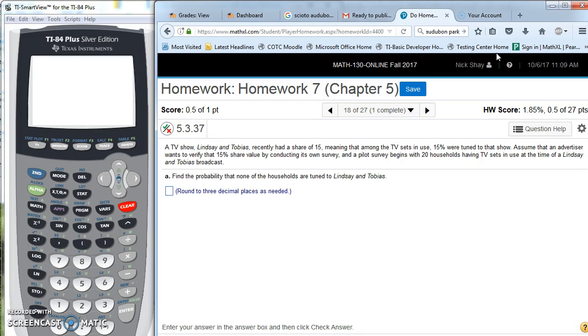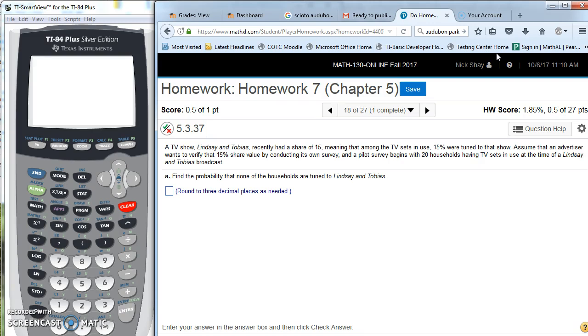A TV show, Lindsay and Tobias, recently had a share of 15, meaning that among the TV sets used, 15% were tuned into the show. Assume that an advertiser wants to verify that 15% share value by conducting its own survey, and a pilot survey begins with 20 households having TV sets in use at the time of the Lindsay and Tobias broadcast. So what they are doing here is the TV company is making a claim that 15% of people are watching this TV show, and an advertiser is saying, well, are they really? Let's go ahead and try to get some of our own data.